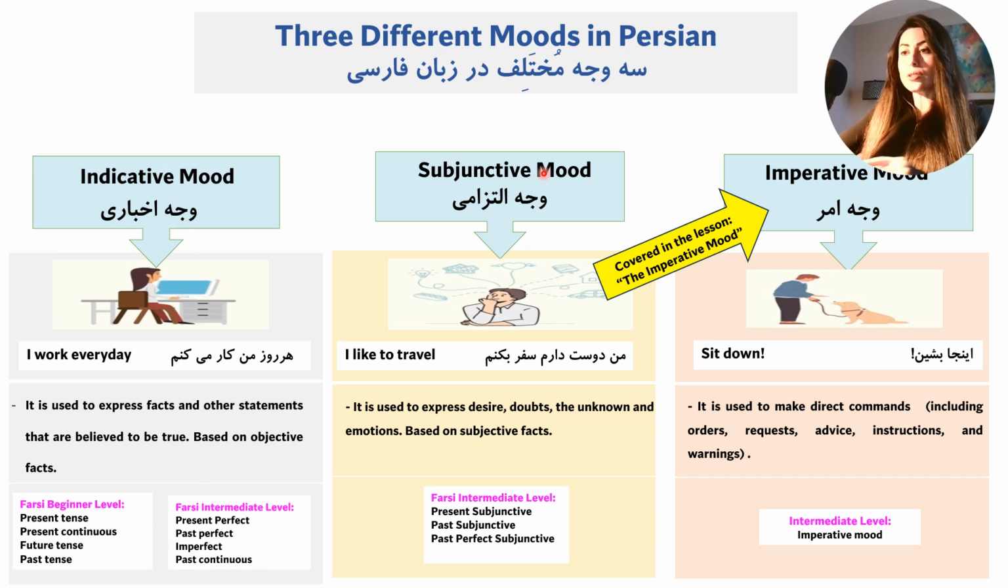And then we have the subjunctive mood, وجه التزامی. Unlike the indicative mood, this one is based on subjective facts, and it is used to express desire, doubt, unknowns, emotions, possibility. For example here, I like to travel. من دوست دارم سفر بکنم. We are not saying I'm traveling, I will travel, I have traveled, I traveled. We're saying I like to travel. It is expressing a desire. So it's subjective. That's why in this situation in Farsi we use the subjunctive.